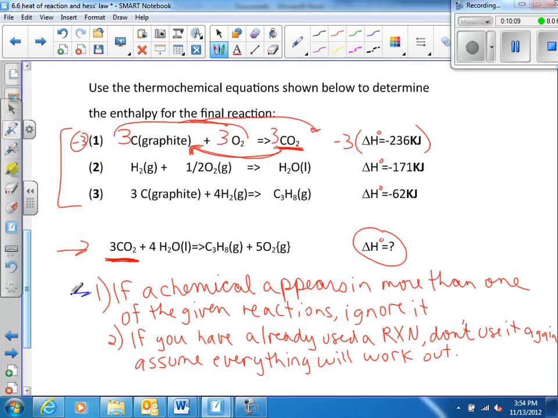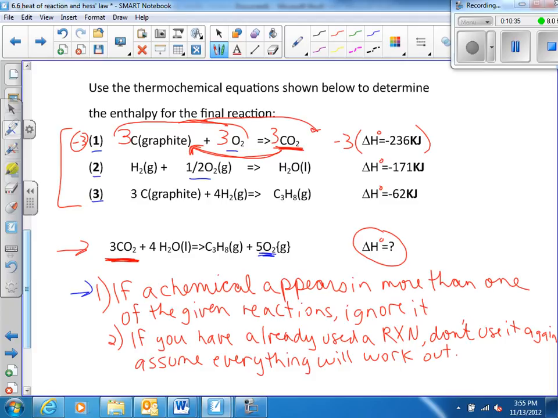Number one, if you see a chemical appearing in more than one of the given reactions, you should ignore the chemical. In this case, if you look at these three reactions here, oxygen appears twice. We're going to ignore the oxygen for now, meaning we're not going to work with this oxygen in the reaction that we're trying to get to.